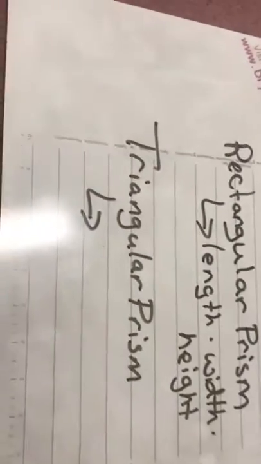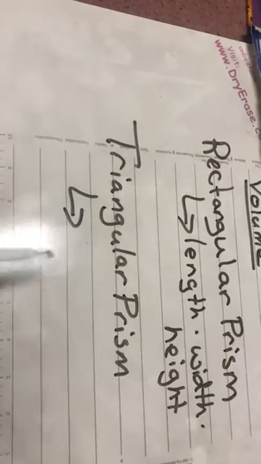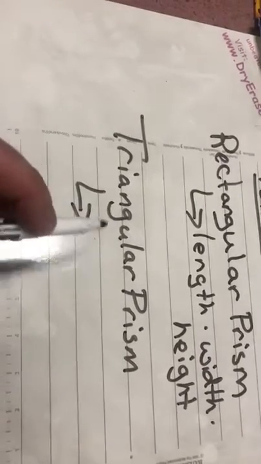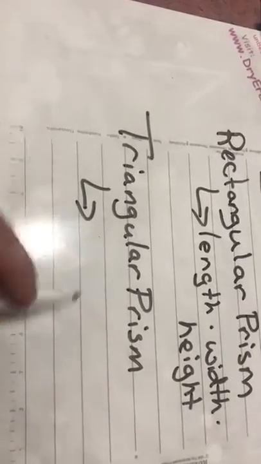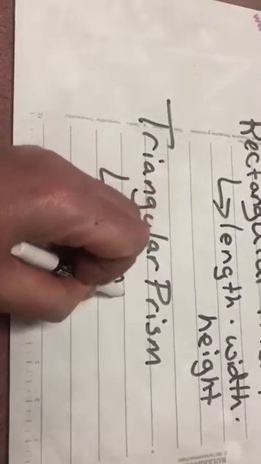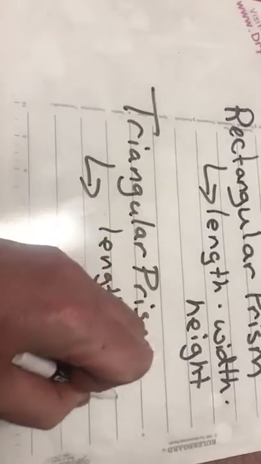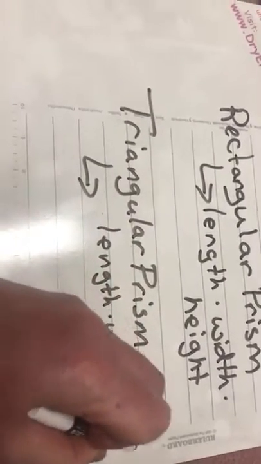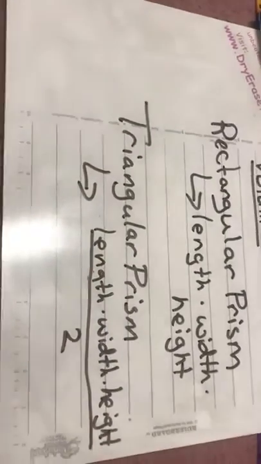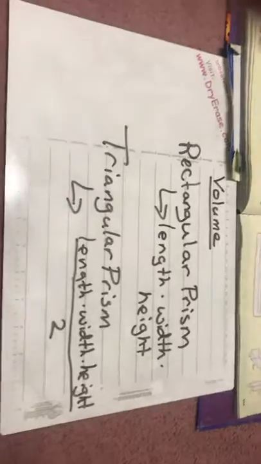For a triangular prism, very similar to how you find the area of a rectangle, length times width, and then the area of a triangle is the length of the base times the height divided by 2. Well, for a triangular prism, it's length times width times height, but then all of that divided by 2.